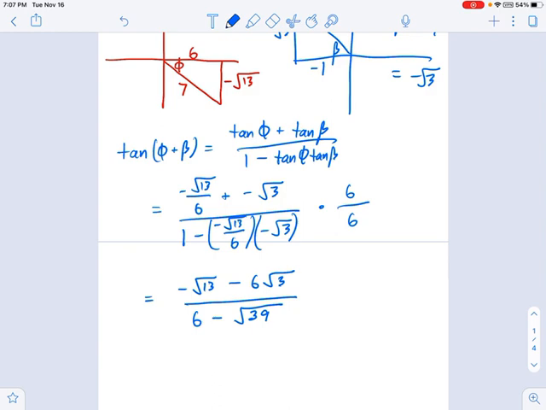All right. I don't think anything simplifies. 39 has factors 3 and 13. Those are prime numbers. So it looks like this is as far as I can take it. That would be my answer in this one.